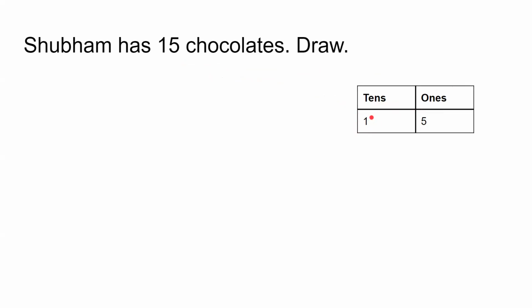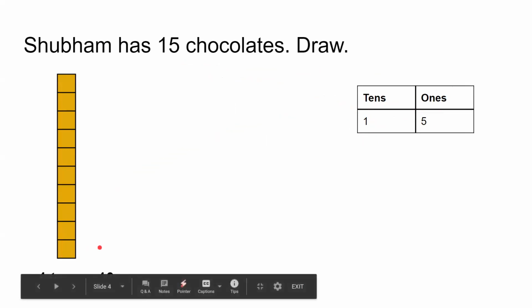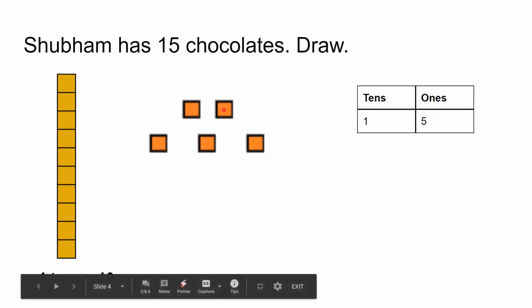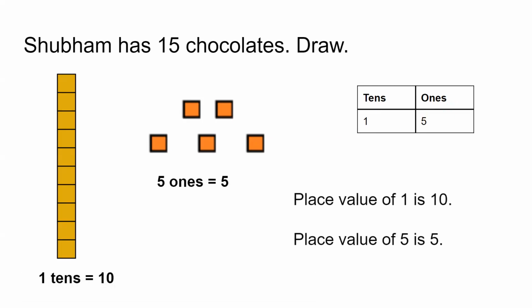Now, how many 10 blocks will I draw? I will draw 1 ten block because there is only 1 here. So I know 1 ten is equal to 10. Now how many ones will I draw? I will draw 5 ones or 5 boxes. 1, 2, 3, 4, 5. Because the number here is 5. So 5 ones is equal to 5. The place value of 1 is 10 and the place value of 5 is 5.